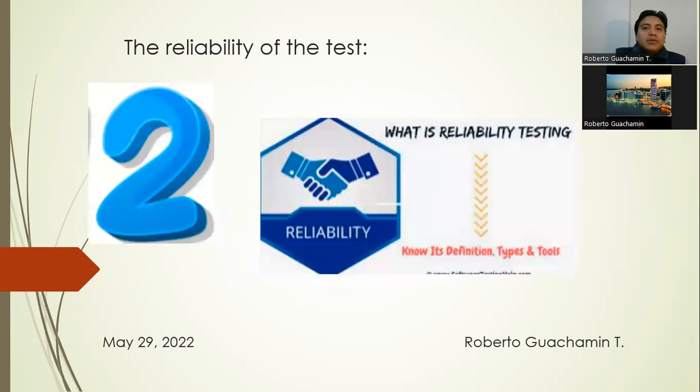Number two is the reliability of the test. It has to do with the consistency of the results obtained in the administration of the test. That is to affirm that a test is reliable when it is administered again, it produces a similar result, which leads to the conclusion that it has a high degree of reliability.